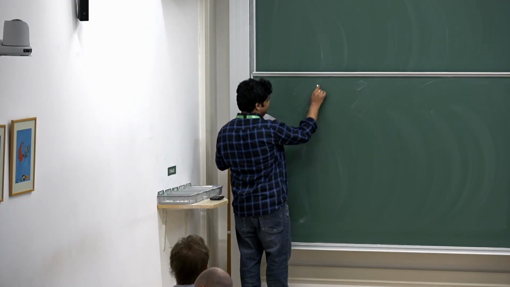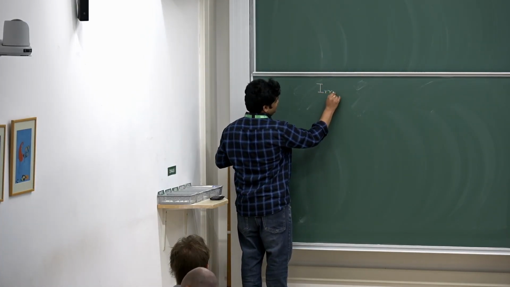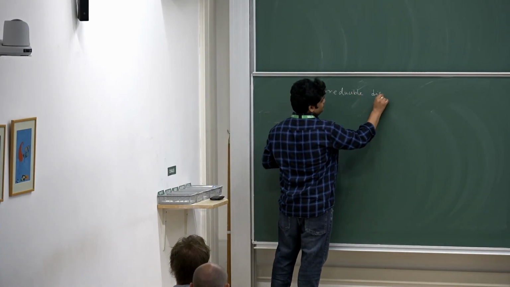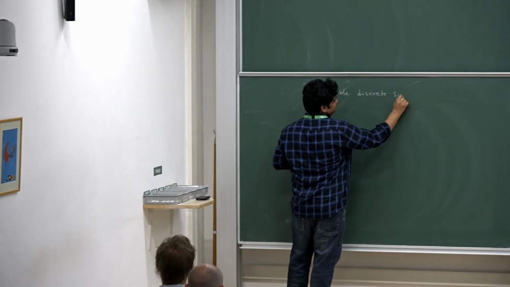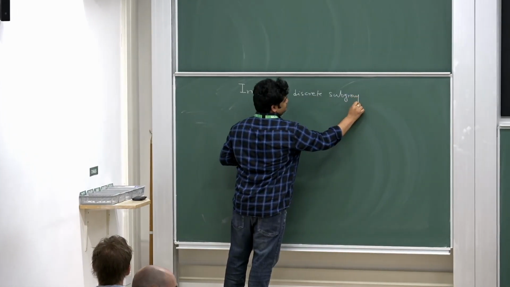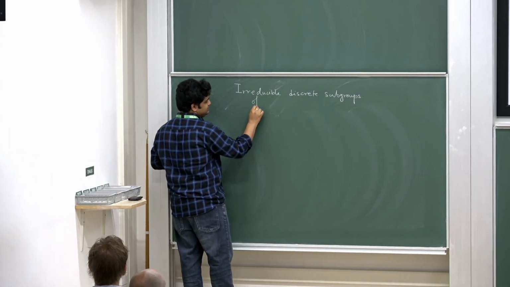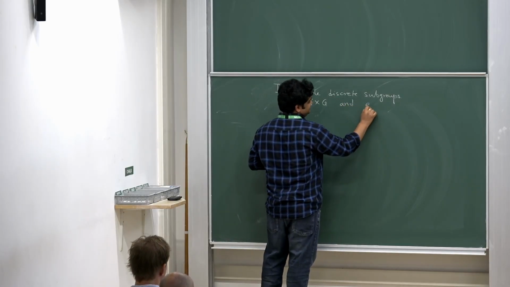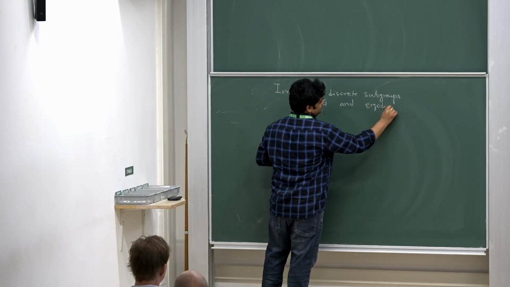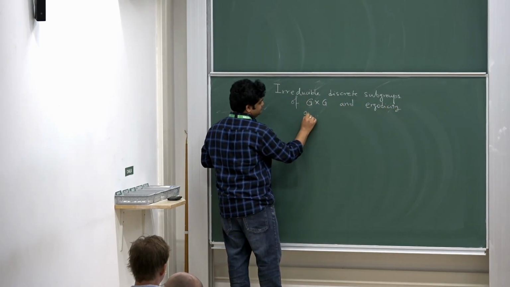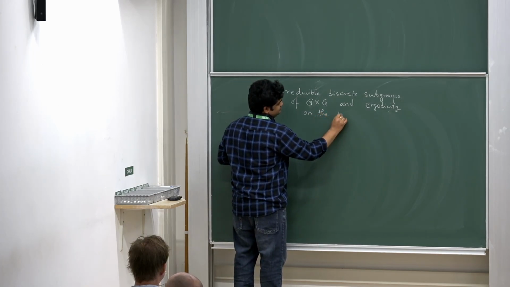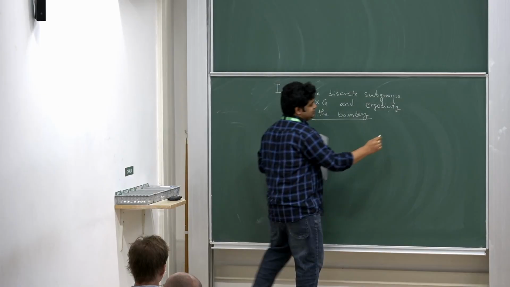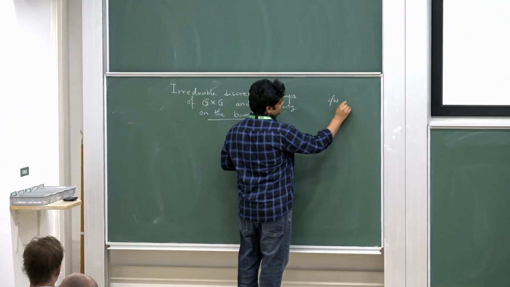So the title is Irreducible Discrete Subgroups of G times Z and ergodicity on the boundary. It's a joint work with Sebastian Gupta.